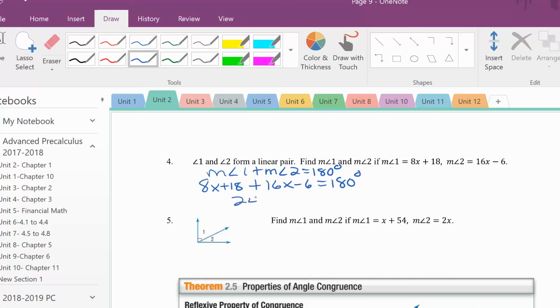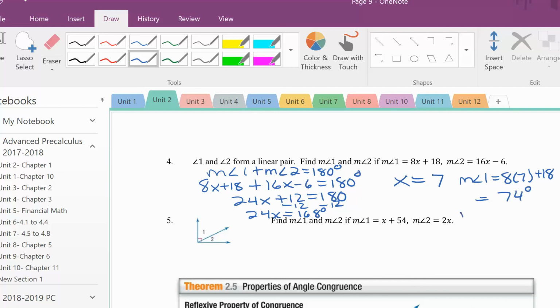So add common terms: 24x plus 12, and then you subtract 12, so 24x equals 168, and then divide by 24, and you get x equals 7. So the measure of angle 1 is equal to 8 times 7 plus 18, which is 74 degrees. And the measure of angle 2 is 16 times 7 minus 6, which is 106 degrees.